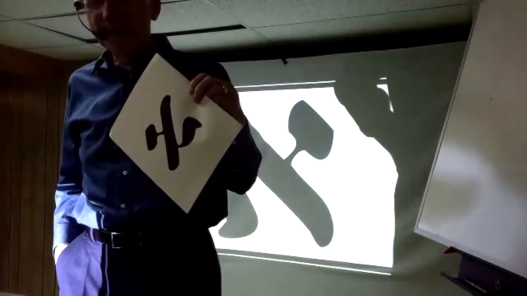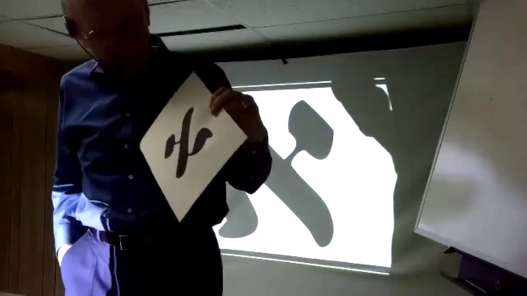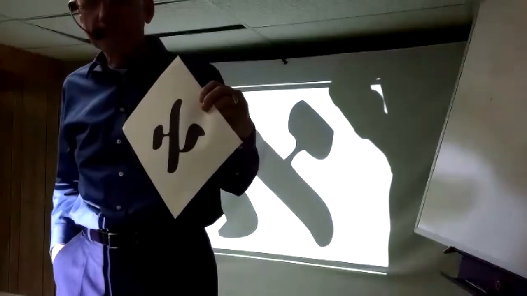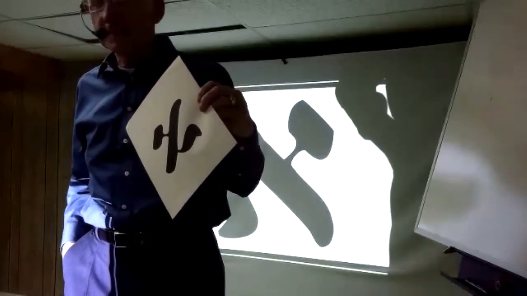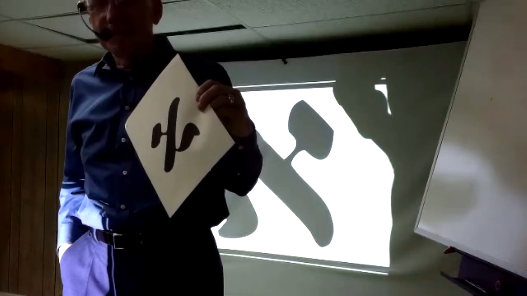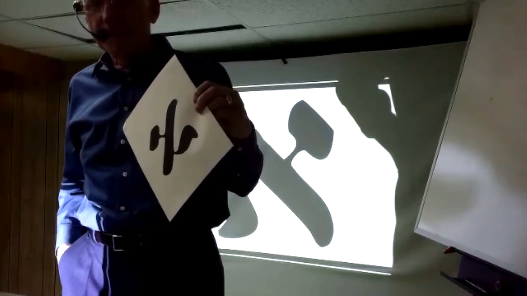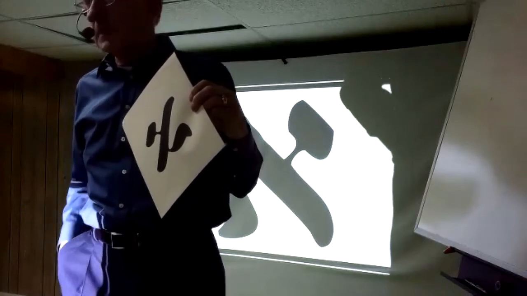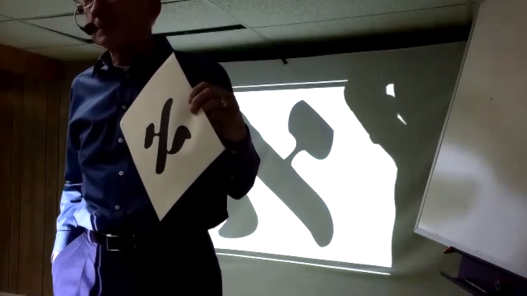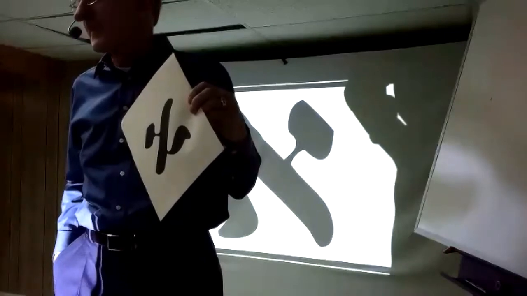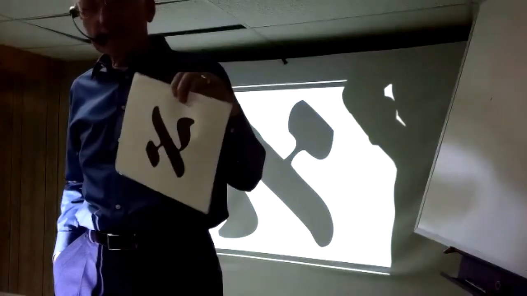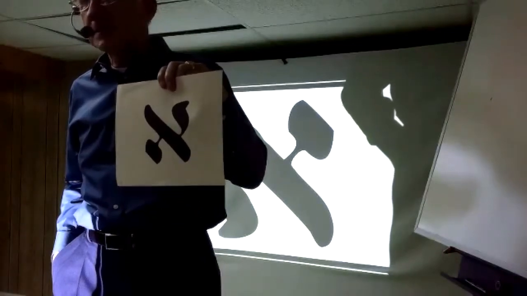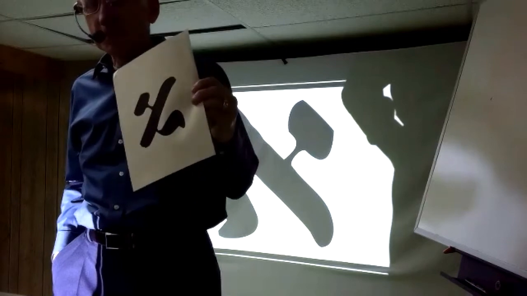It looks like a bird. Looks like a hook. A hook. The rabbi said that before Adam sinned, this was the way Aleph was written. It's like a cactus. When he sinned, it became like this. It fell. It was more of an upright letter.